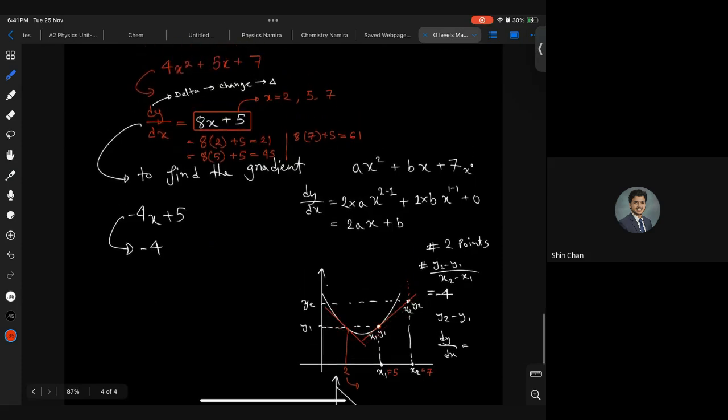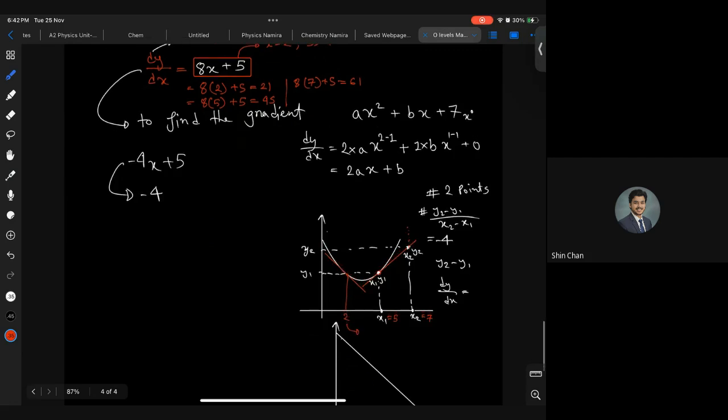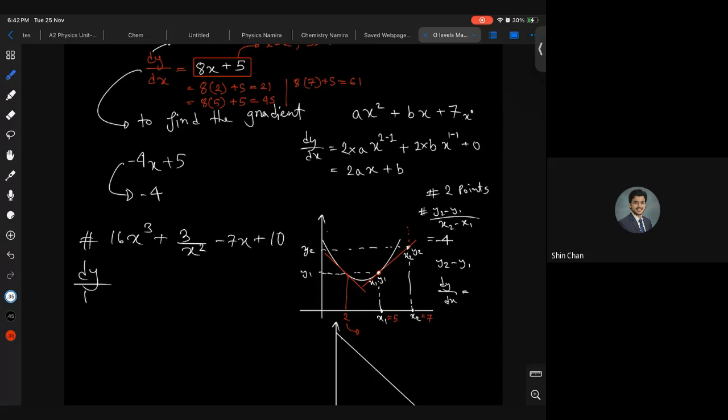Okay, and then I'm giving you a polynomial equation. Let's say 16x cube plus 3 by x square minus 7x plus 10. Can you find me the gradient of this, the equation of the gradient of this graph or this equation?